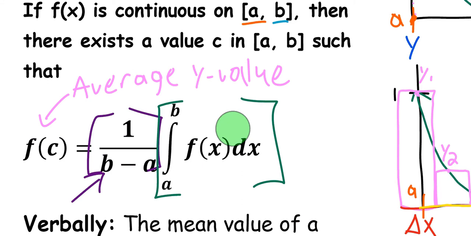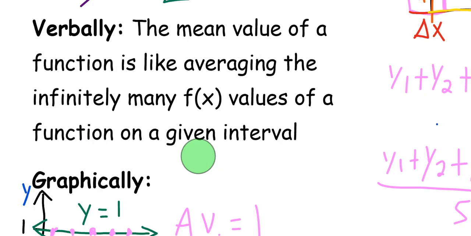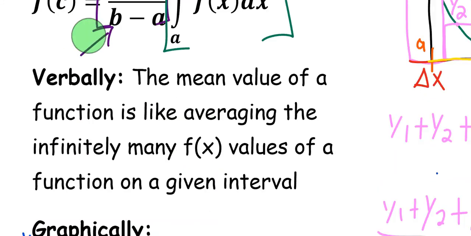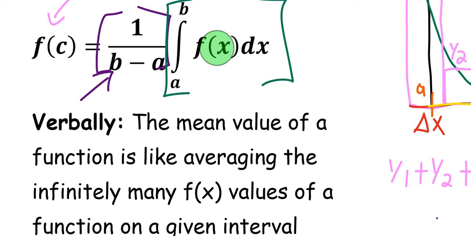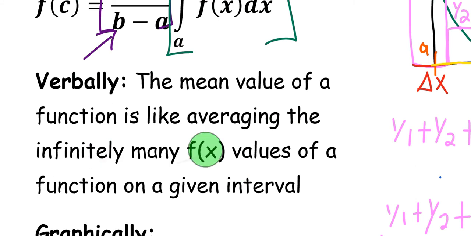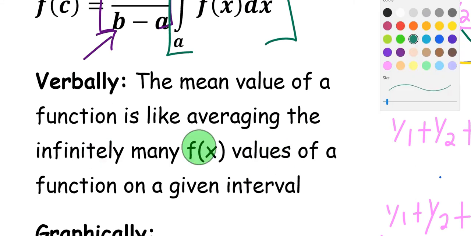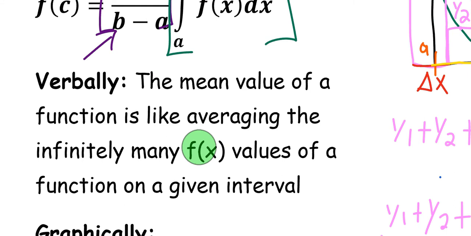Now you're probably thinking, how is this possible? Why is this true? That's what I'm going to show you. First of all, let's look at the verbal explanation of this average value. Again, the average value we're going to call f of c, and we're going to show why this formula works. Verbally, the mean value, or the average value of a function, is like averaging the infinitely many f of x values, or you could say y values, right? F of x is the same as y. So the infinitely many y values of a function on a given interval.